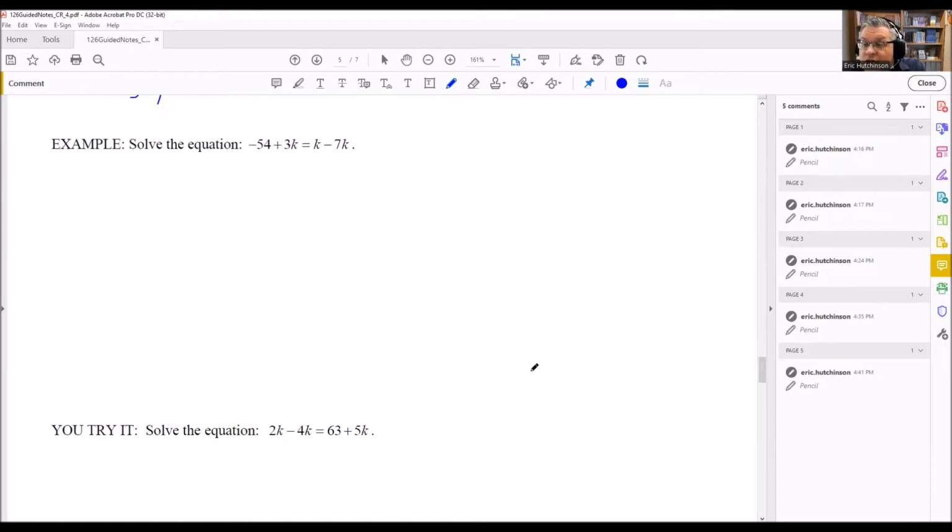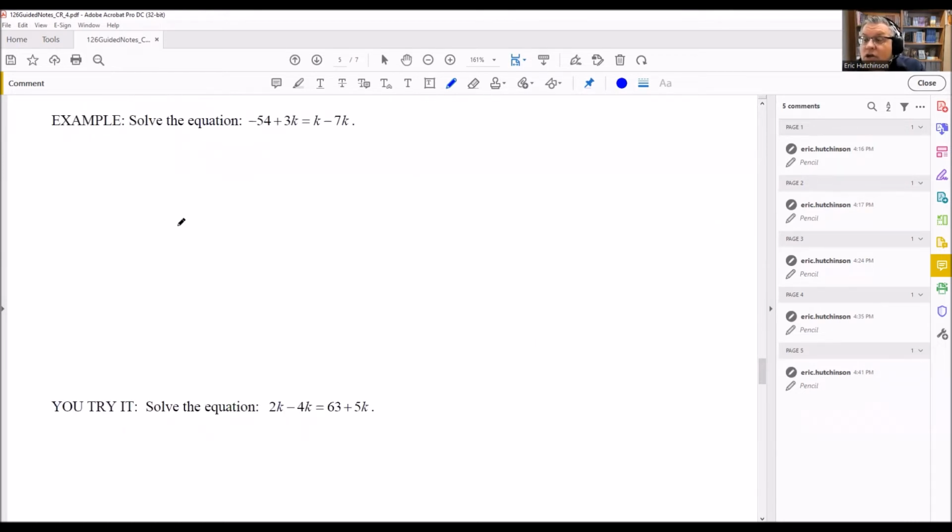Let's do another example of that. Okay, so again, this is one where we got 3 variables that are here. Now, one thing that you might want to look for is see if you can do some simplifying first before you start moving things around.